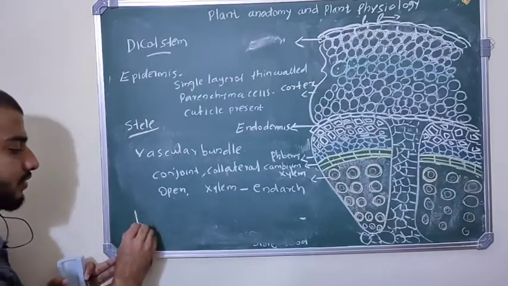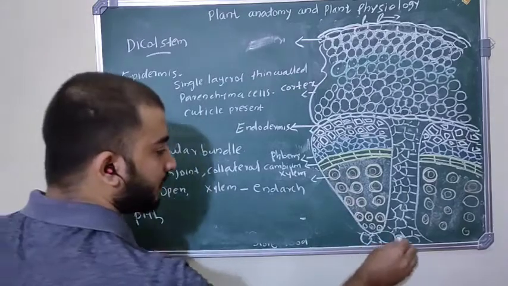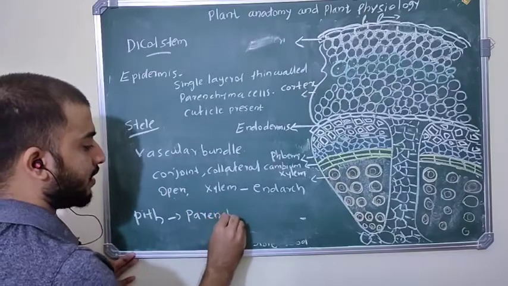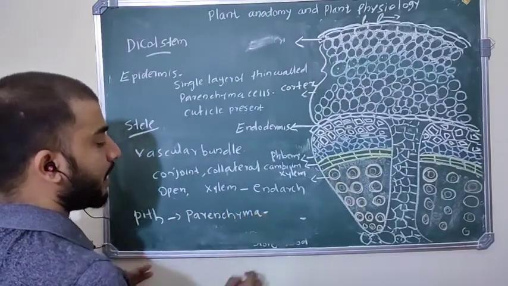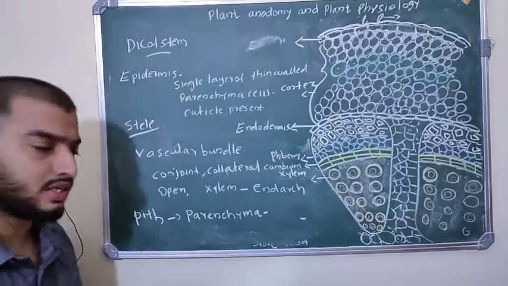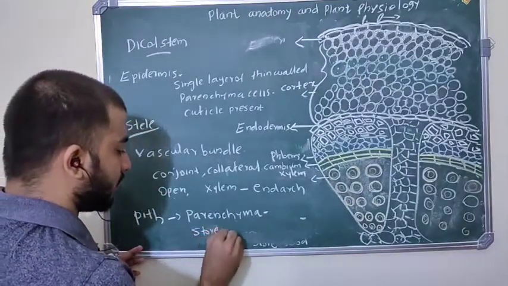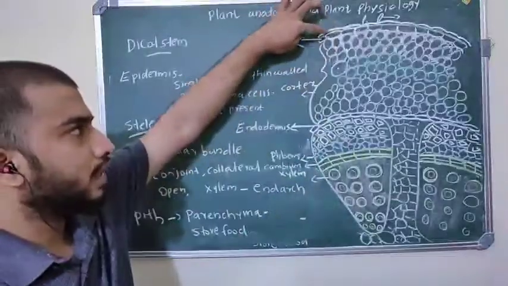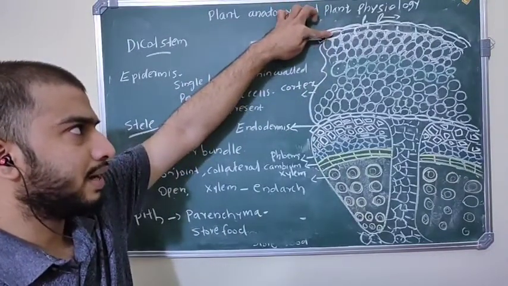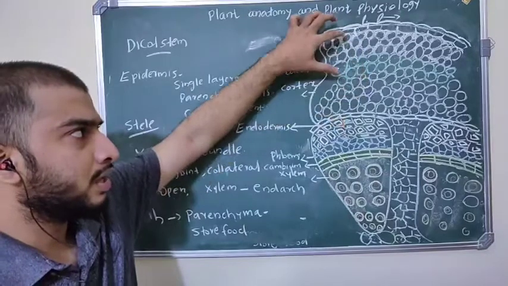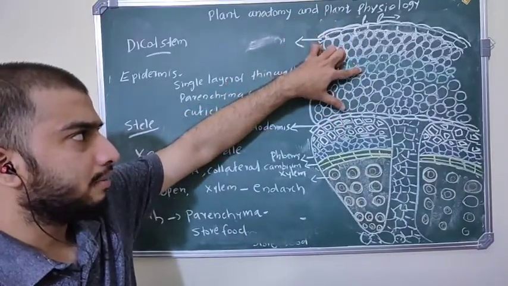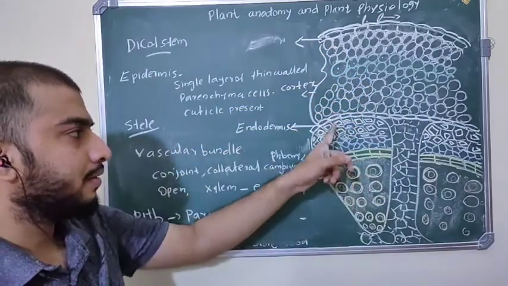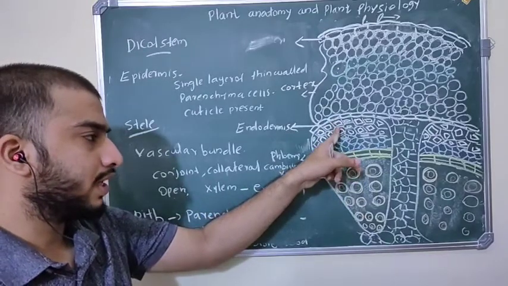Then the last part, pith. Pith is made up of parenchyma cells, and these parenchyma cells found in pith store food material. So this is about the internal structure of the dicot stem. First of all, a single layer of epidermis made up of parenchyma. Then cortex, divided into three regions: hypodermis made up of collenchyma, middle cortex made up of chlorenchyma, and inner cortex made up of parenchyma. Then endodermis, then pericycle made up of sclerenchyma and parenchyma.